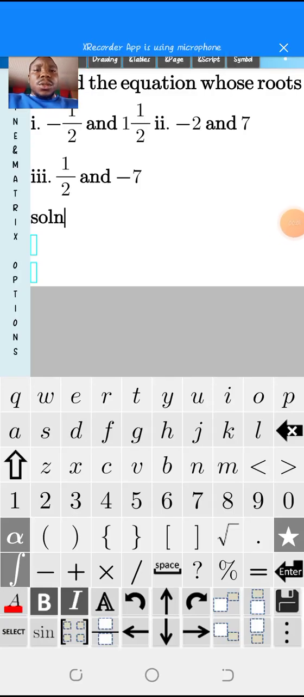Okay, good day everyone. We are still looking at how to formulate a quadratic equation from its given roots.